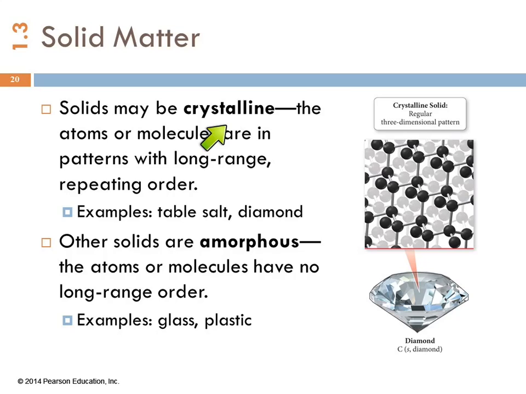So a crystalline solid is like a crystal. It's got atoms or molecules that have patterns with long-range repeating order. Examples are table salt and diamond. Here's a picture of a diamond. And if we look at the atoms in a diamond, we see that they have a particular geometric shape. And that repeats itself throughout the diamond.